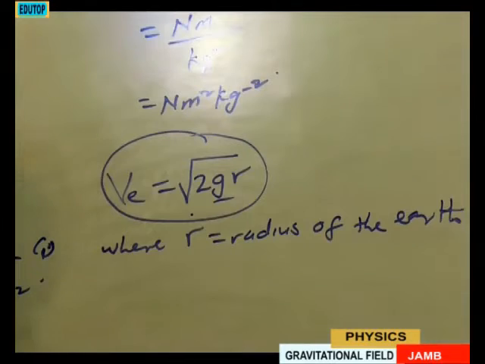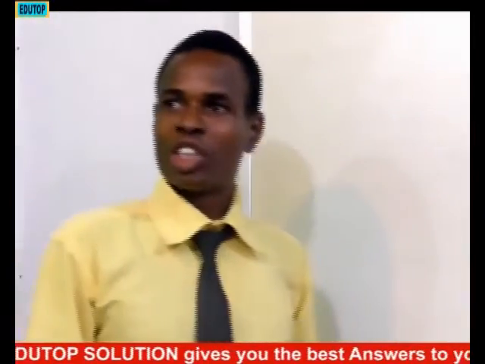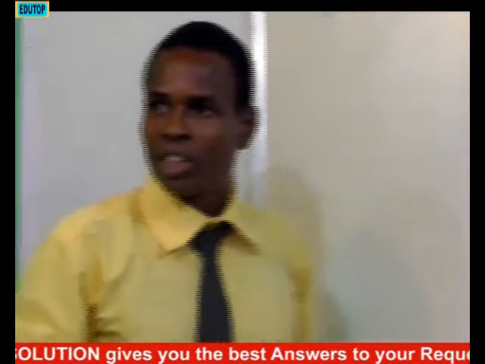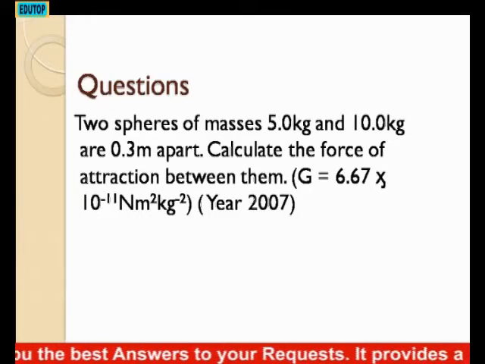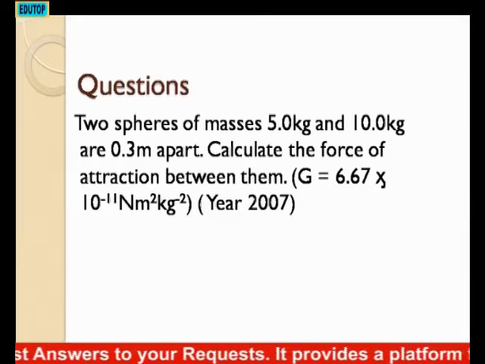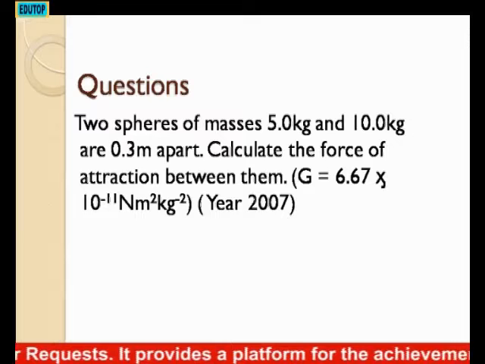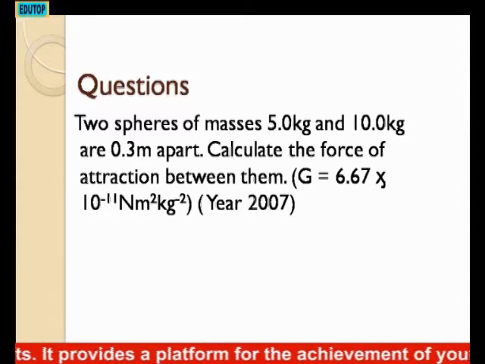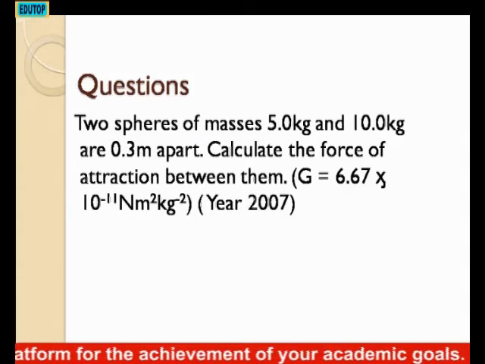Your small g is still your acceleration due to gravity. And now we are moving to the solution to some questions we are having with us. Let's consider question number 1. The question says two spheres of masses 5.0 kilogram and 10.0 kilogram are 0.3 meter apart. Calculate the force of attraction between them.